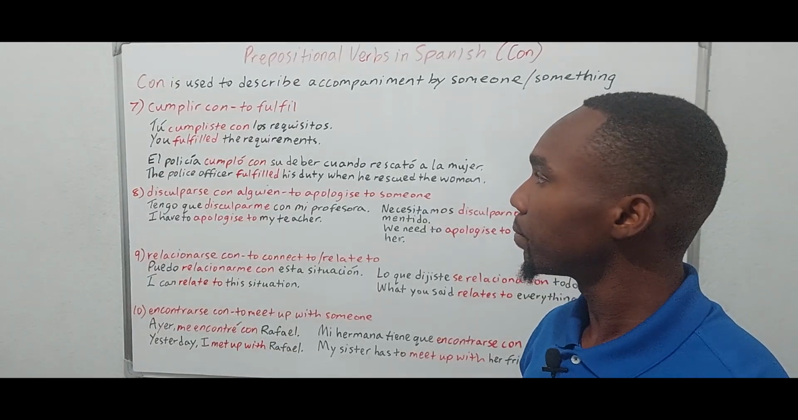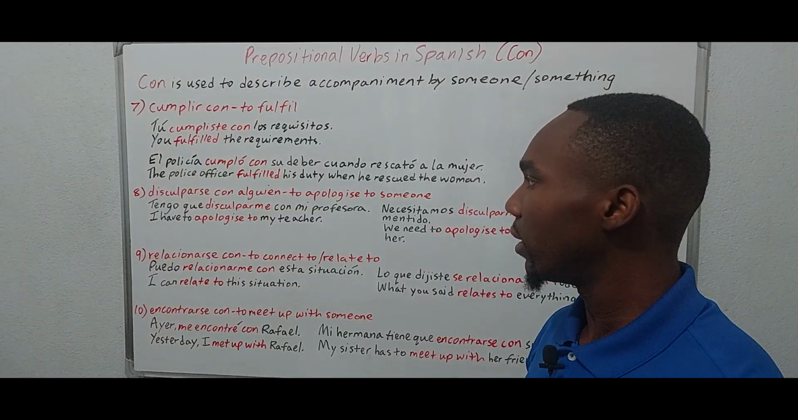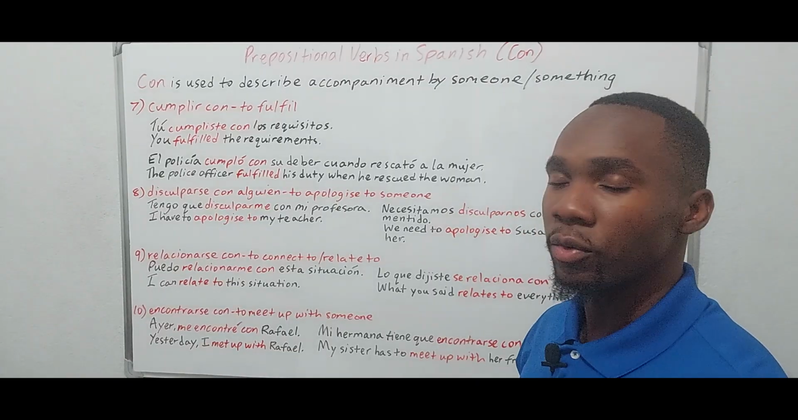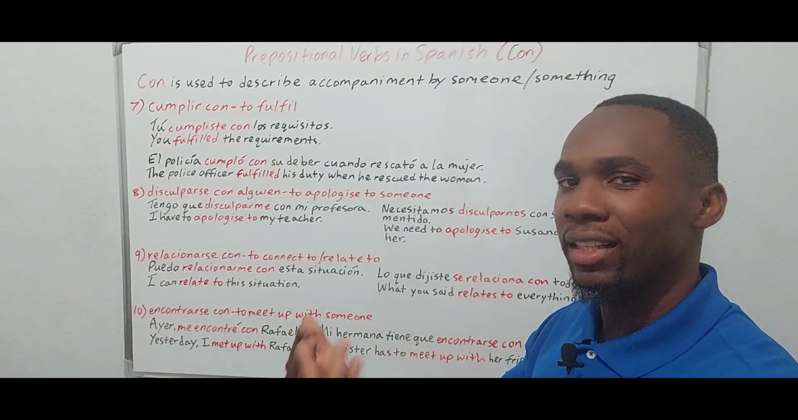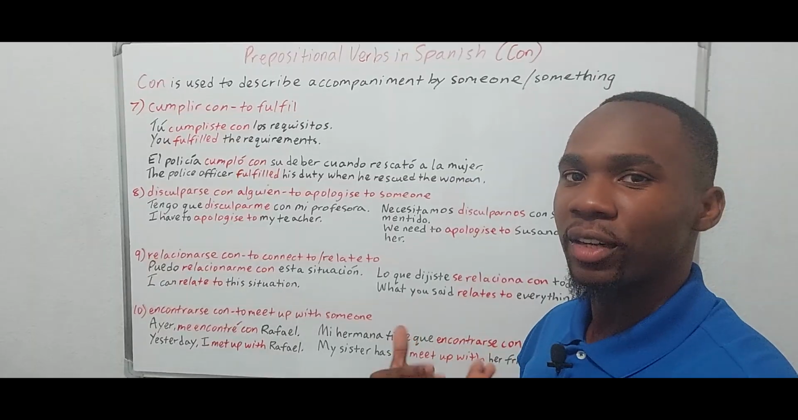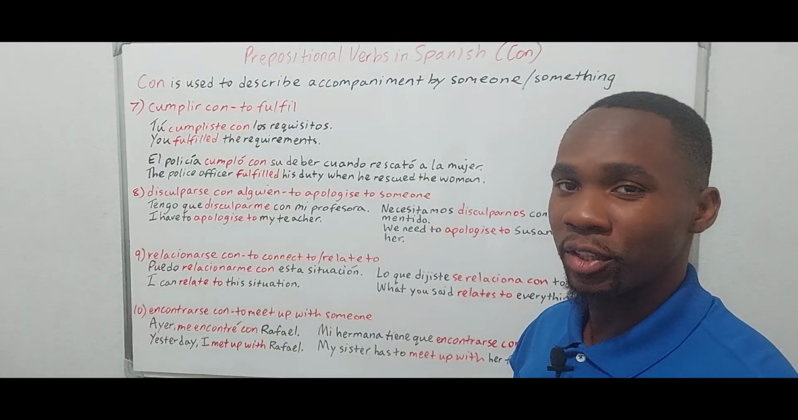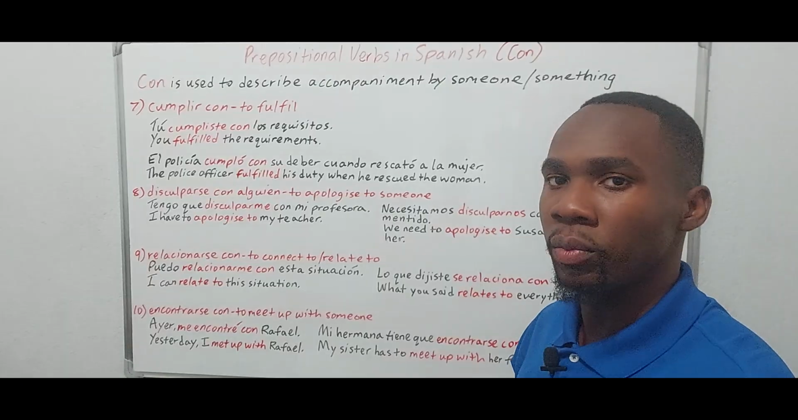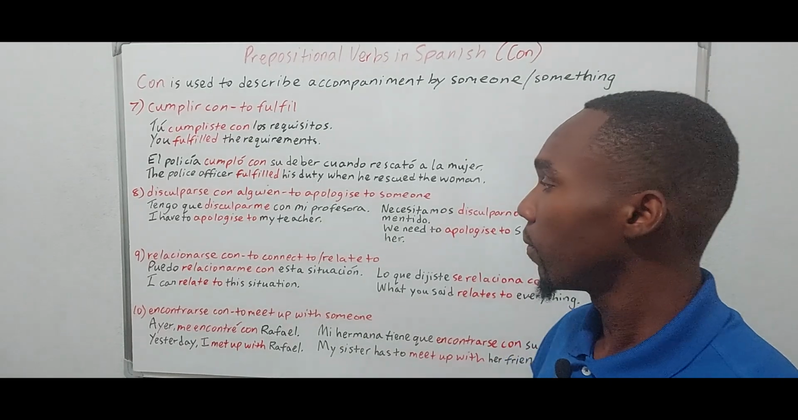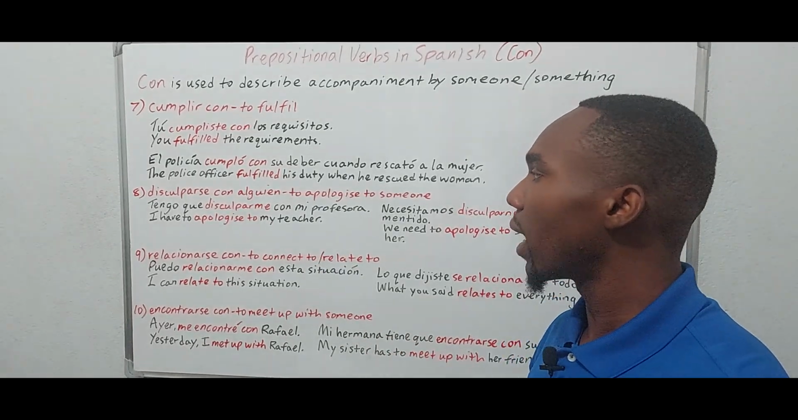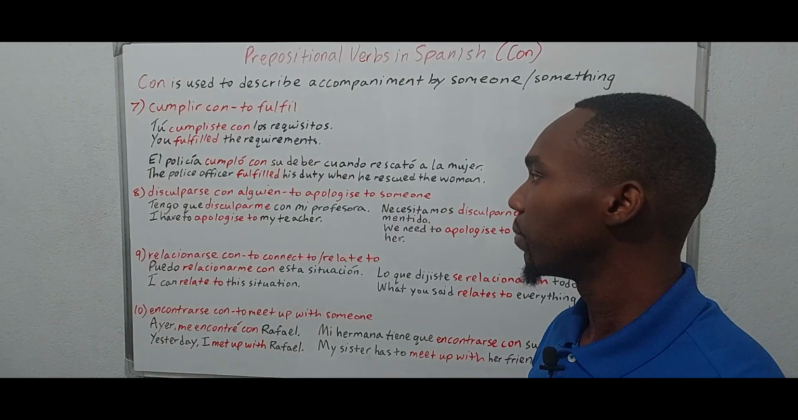Eso es, that's right. 8. Disculparse con alguien. To apologize to someone. So of course we would be tempted to say disculparse a alguien, given that we use the personal a when we have someone as the direct object. But in this case, disculparse is used with con, right? To apologize to someone. So, tengo que disculparme con mi profesora. I have to apologize to my teacher.